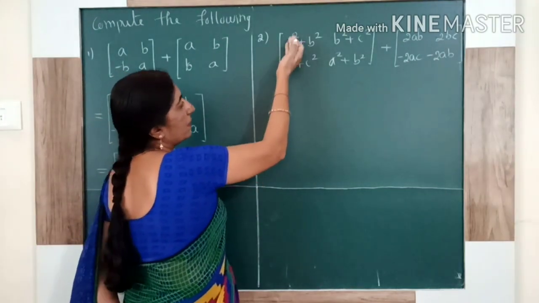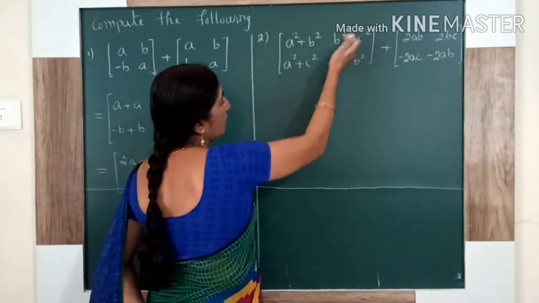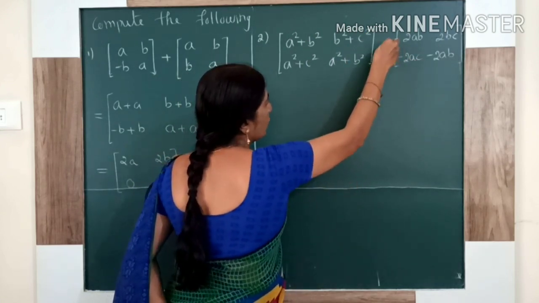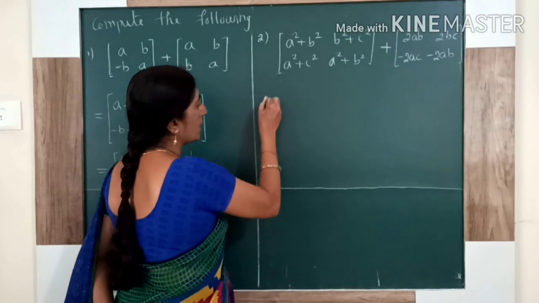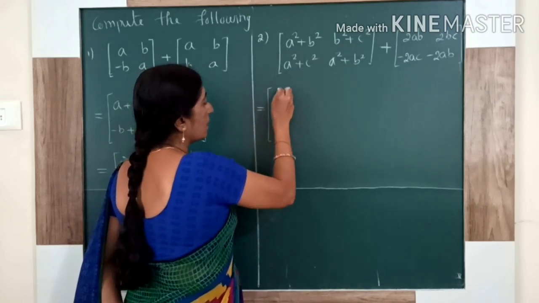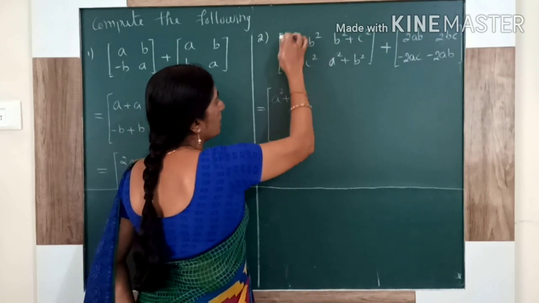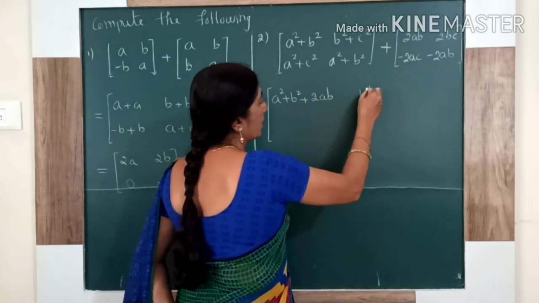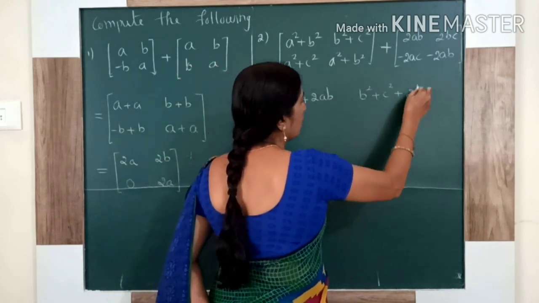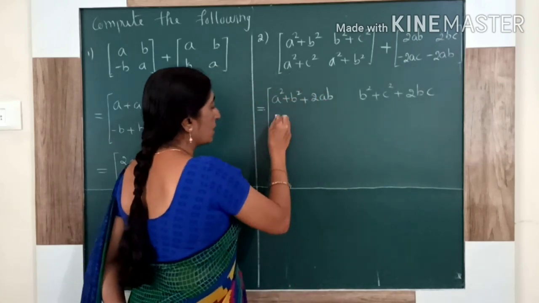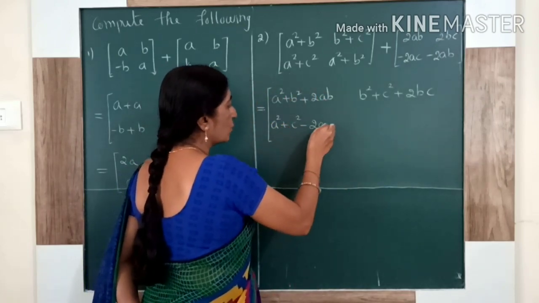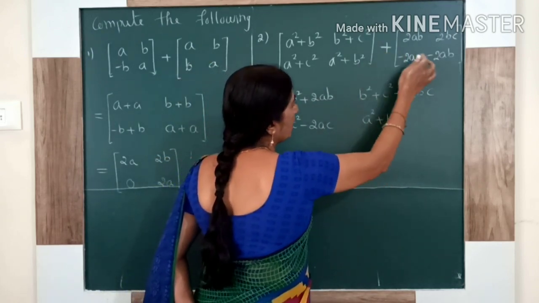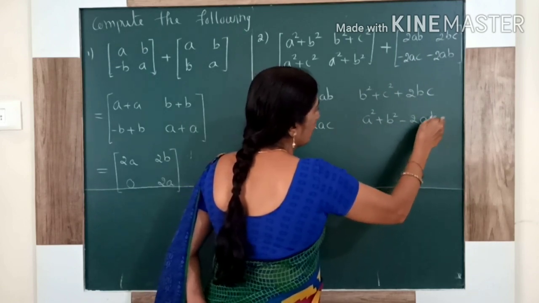Second example here: A square plus B square, B square plus C square. This is the first matrix and this is the second matrix. Here also you have to add the corresponding elements. See the corresponding elements, A square plus B square, this is the first element, and here the first element is 2AB. Go for the second element, B square plus C square, and it is plus 2BC. Then next one, A square plus C square minus 2AC, plus into minus. Then A square plus B square plus into minus will be minus 2AB.